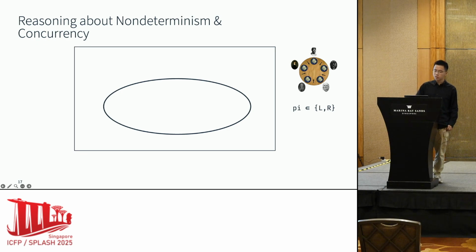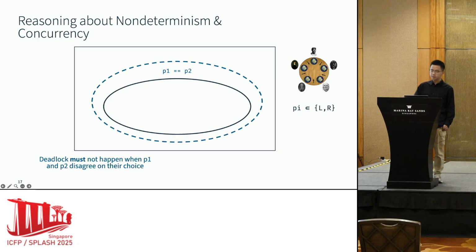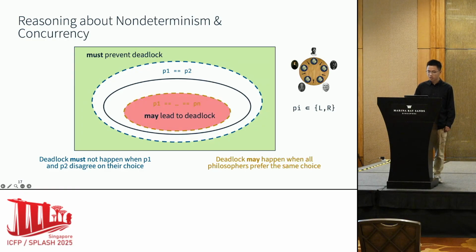And if we use an over-approximation, we get some condition that must prevent deadlock. And on the other hand, an under-approximation gives us a condition that may cause deadlock for some unlucky schedule.